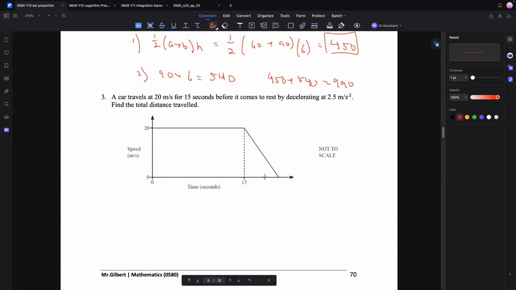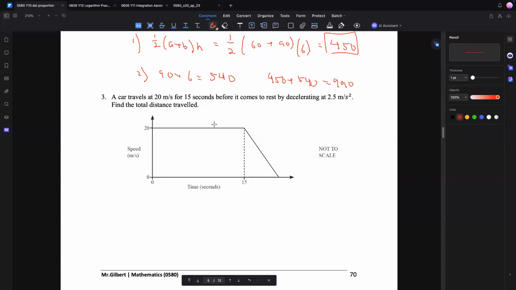How do we find missing time? Speed times time. What is that? Oh, you mean the final answer? Okay. But how do you get the missing time though? Oh, okay. You're doing it that way. All right. But that's really long though.